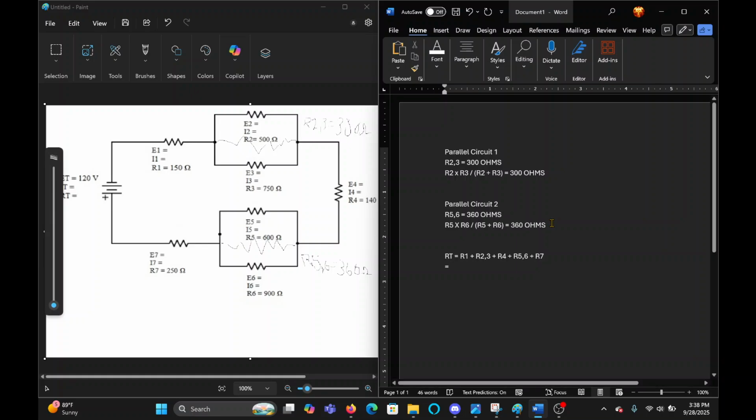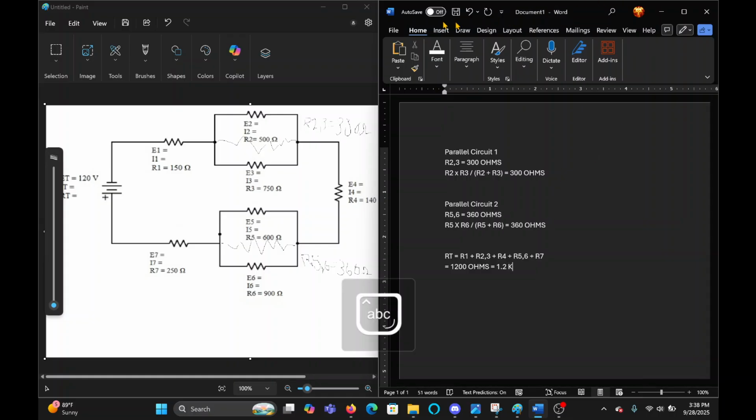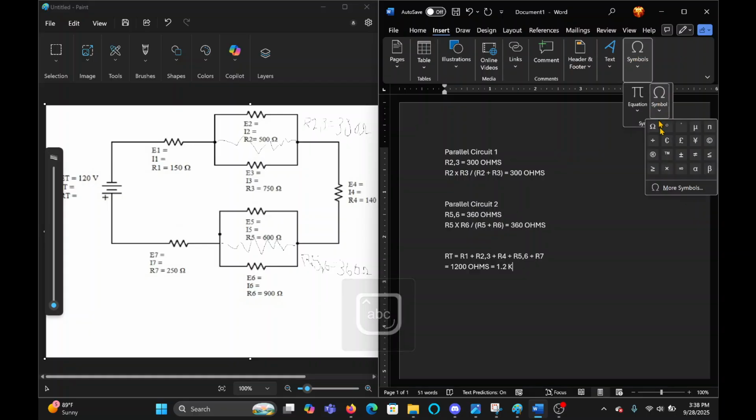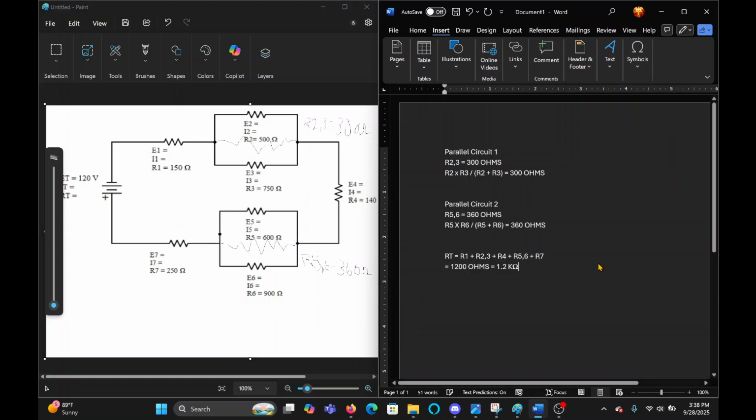Let's do it real quick. It's going to be 1,200 ohms, or 1.2 kilo ohms. And to write that in Word, you can just go here, symbol, ohms. 1.2 kilo ohms right there. Okay, 1.2K. Now that we have this, we can solve for total current.